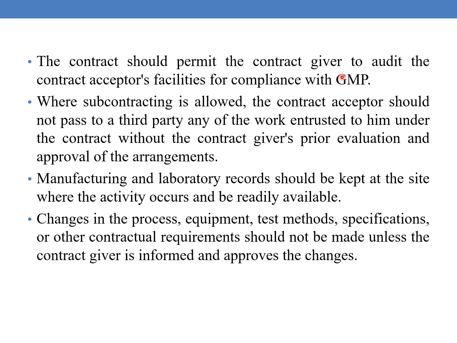The contract should permit the contract giver to audit the contract acceptor's facilities for compliance with GMP. Where subcontracting is allowed, the contract acceptor should not pass to the third party any of the work entrusted to him under the contract without the contract giver's prior evaluation and approval of the agreements. So the contract acceptor can give subcontract, but the contract giver should approve the subcontracting. Then only can the contract acceptor allow the third party.